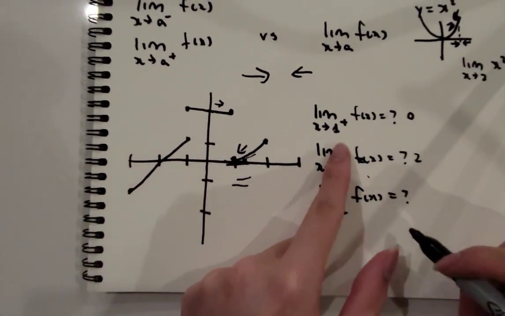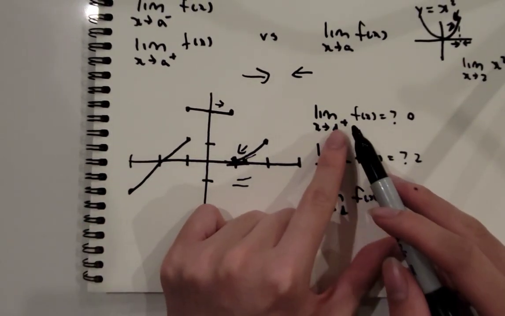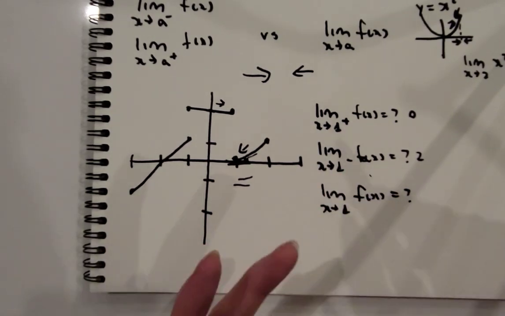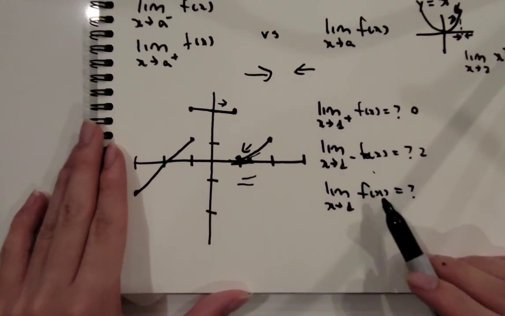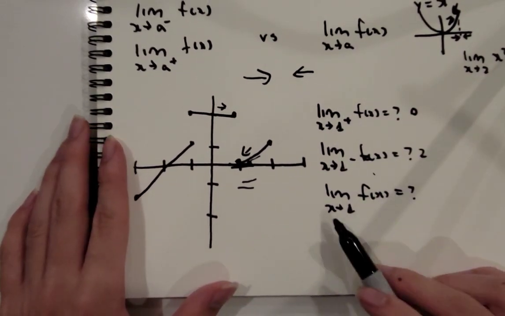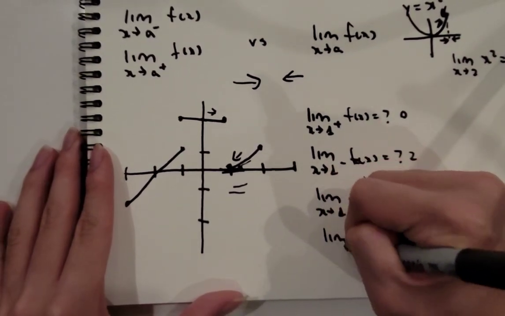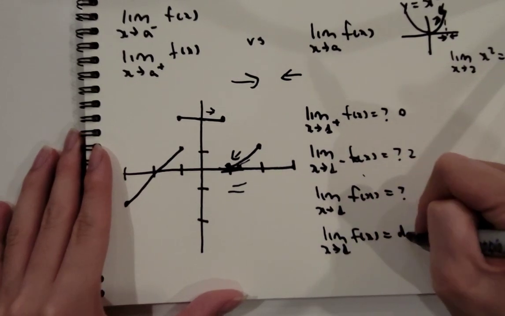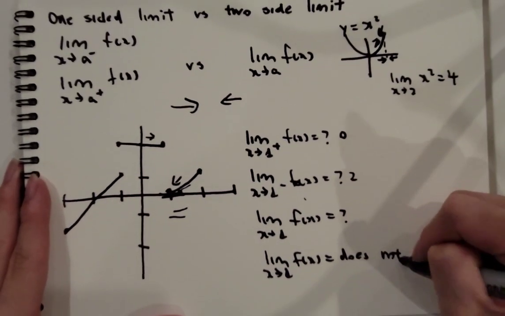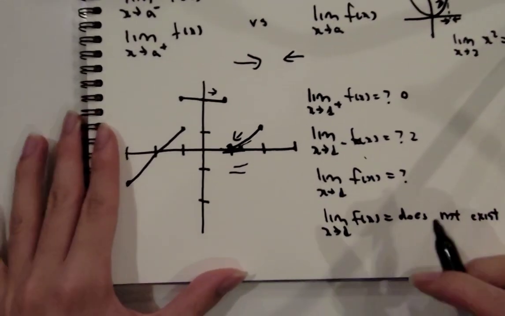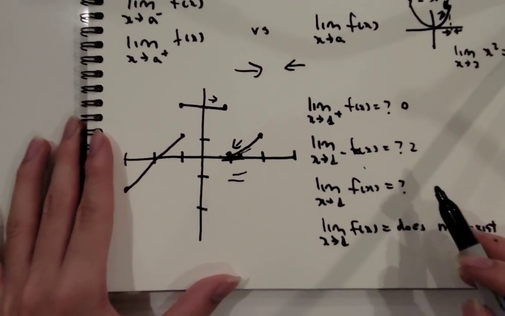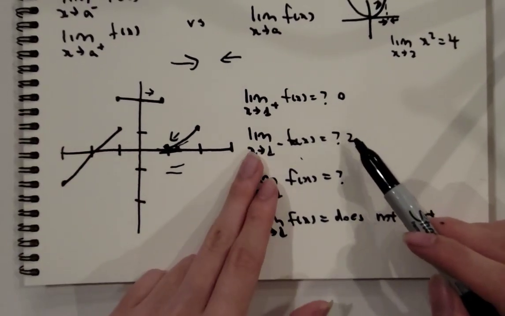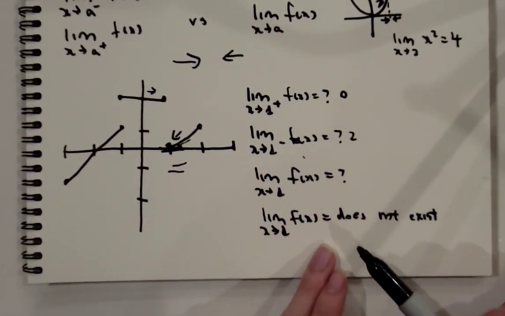And then you see a problem here. When I approach from plus and minus, I get different values. What does that mean for the two-sided limit when we write it? It means the limit as x approaches 1 of f of x does not exist, because 2 and 0 are different values, and when you have different values approaching from different sides, the limit does not exist.